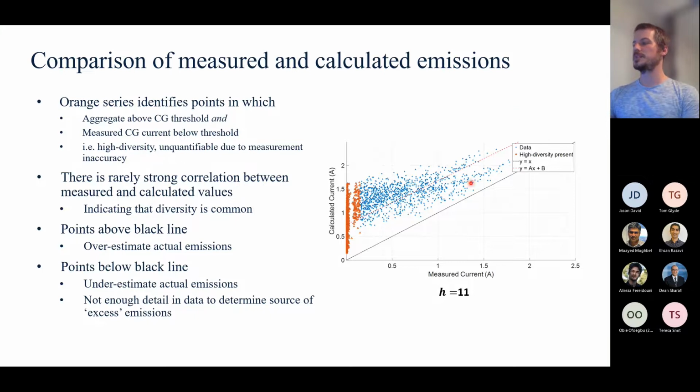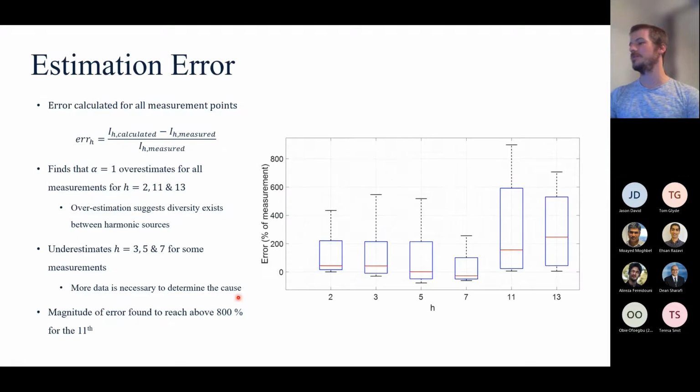Now there are certain areas where the emissions actually exceed what is being emitted by the individual generators. We're not exactly sure where that excess current has come from. We just don't have the level of detail in the data to actually provide enough analysis for that. More in the report if you're interested.